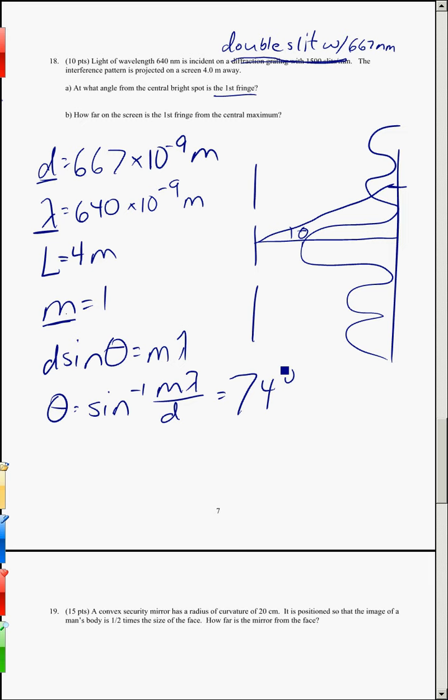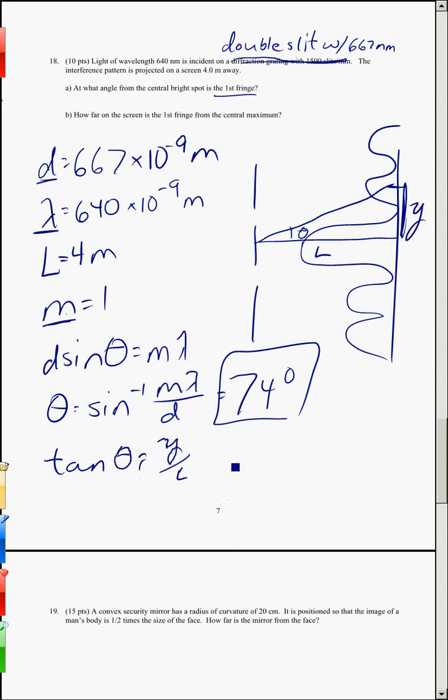So theta is 74 degrees, and then I also want to know how far on the screen is the first fringe. So I want to know this distance, which I'll call y, and this distance is L. Since tan theta is opposite over adjacent, tan theta equals y over L. I can solve for y. It's just L times tan theta. That's 4 tan of 74 degrees, and I find that to be 14 meters. So that's number 18.